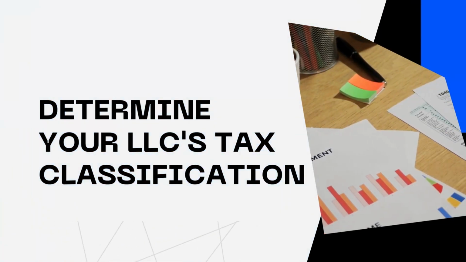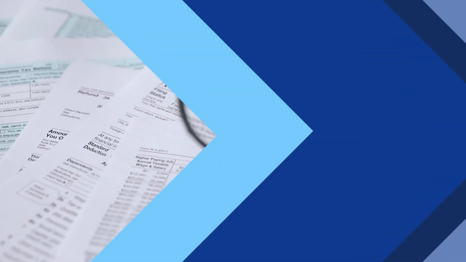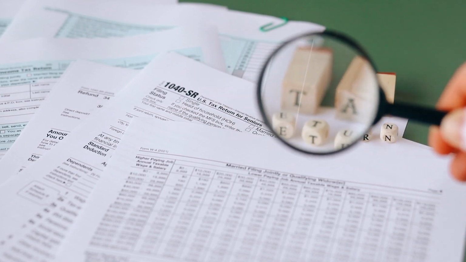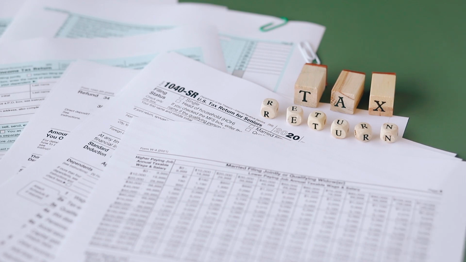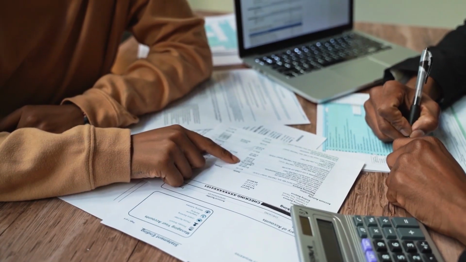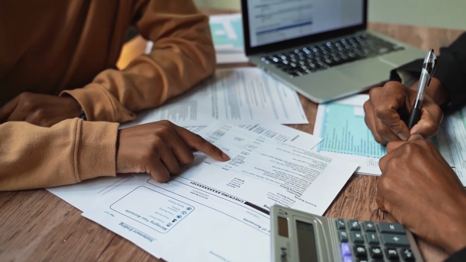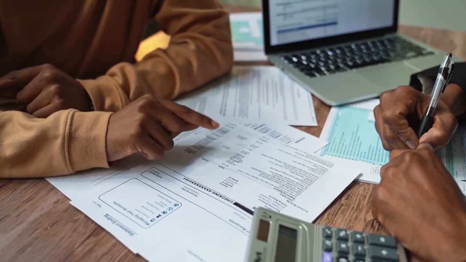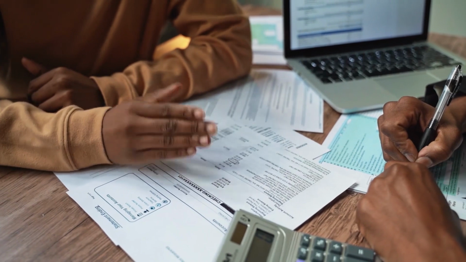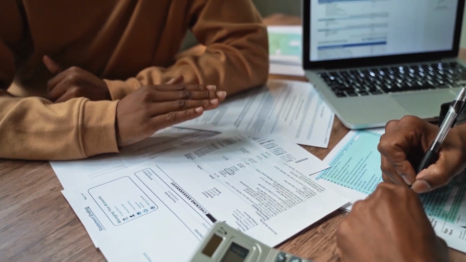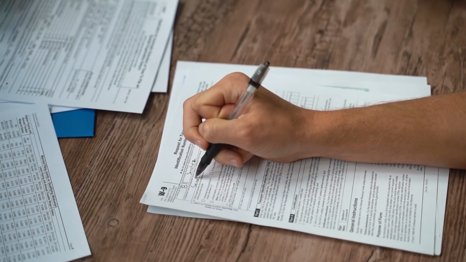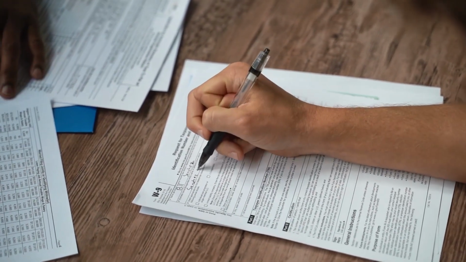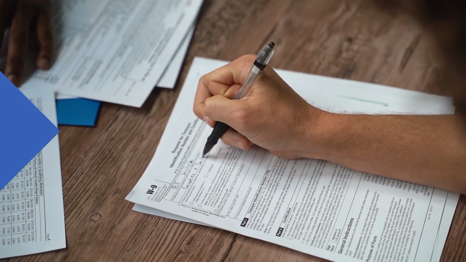Now, let's start. Determine your LLC's tax classification. The IRS does not have a separate tax classification for LLCs. Instead, LLCs can choose how they want to be taxed. The default classification taxes single-member LLCs as sole proprietorships and multi-member LLCs as partnerships. However, LLCs can elect to be taxed as S or C corporations by filing Form 8832, Entity Classification Election.